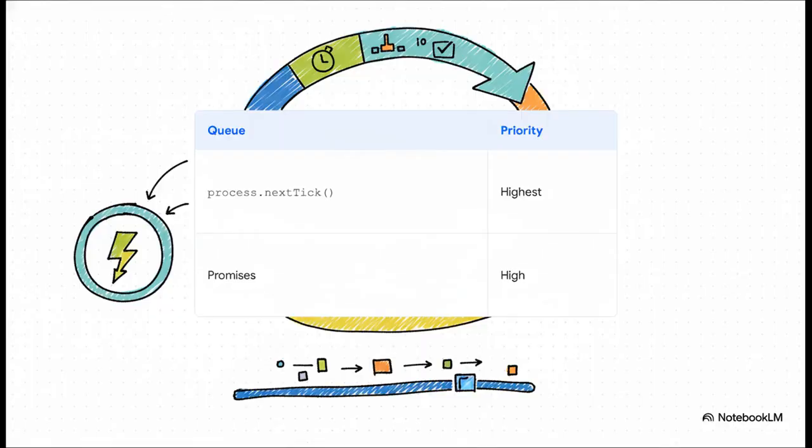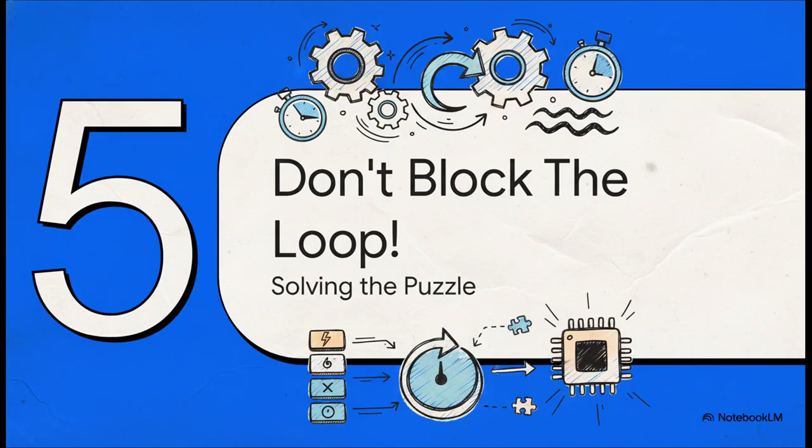And this VIP lane actually has 2 sections. The process.nextTick queue is like the ultra-platinum, highest priority section. Everything in there runs first. Once that's empty, the promises queue runs. So the exact order is always finish the current synchronous code, then clear out all the next tick tasks, then clear out all the promise tasks. Only after all of that is done does the event loop finally get to move on to its next phase, like timers or poll.